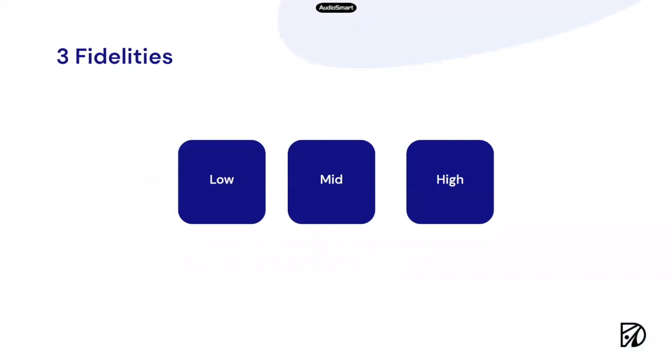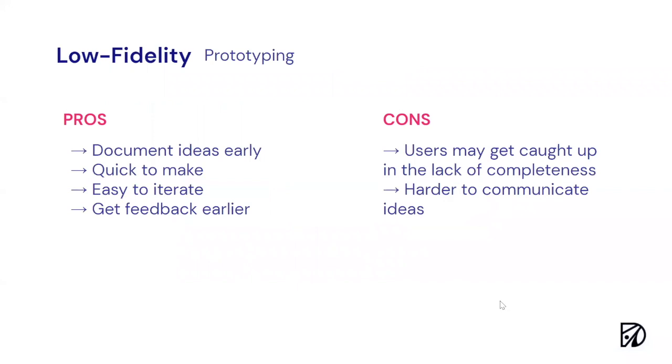There are 3 types of fidelities for prototyping: low fidelity, mid fidelity, and high fidelity. And we'll briefly go over each one. So for low fidelity, these are very simple prototypes. The pros of this are that you can document ideas early. It's very quick to make, only a couple minutes, and it's easy to iterate. And also you can get feedback quickly from your team members or other stakeholders.